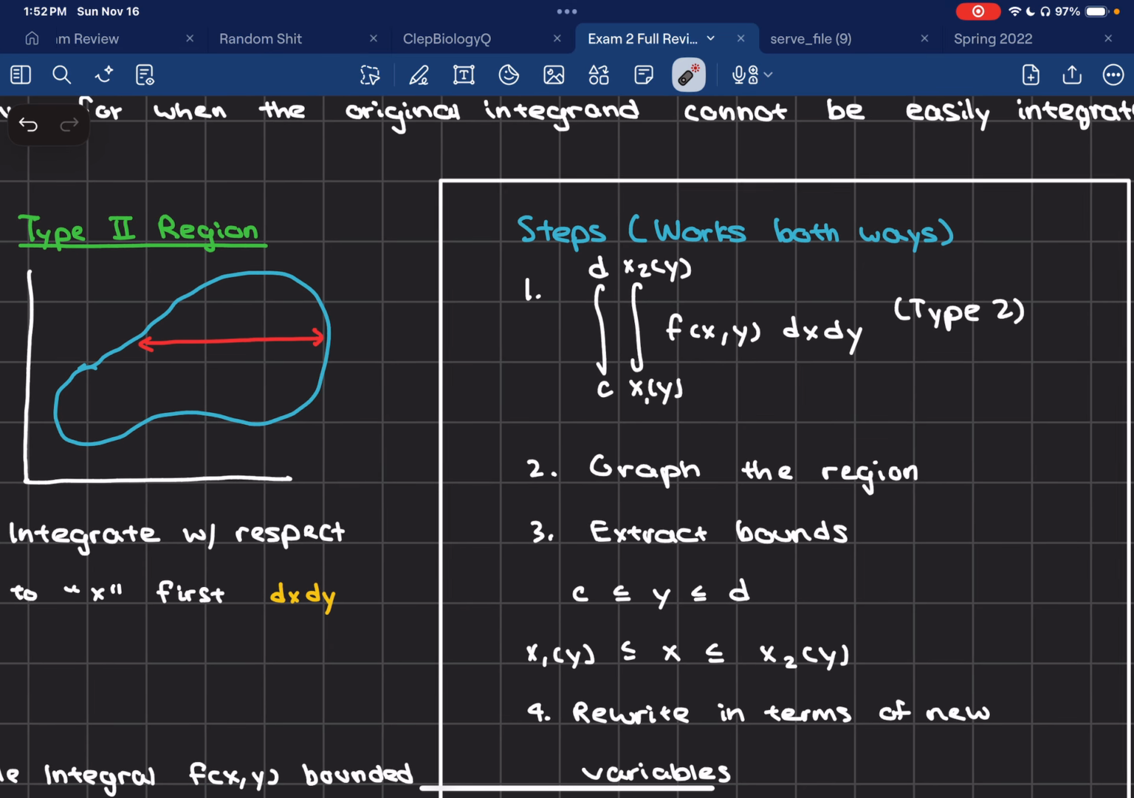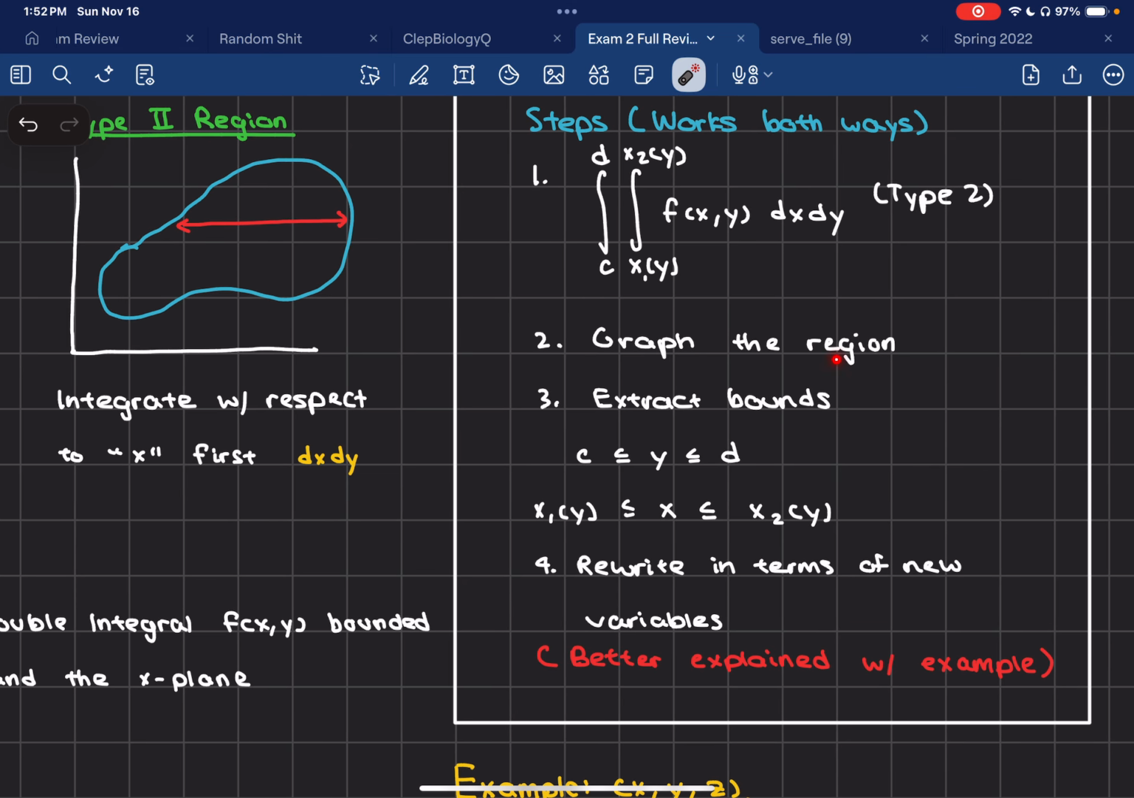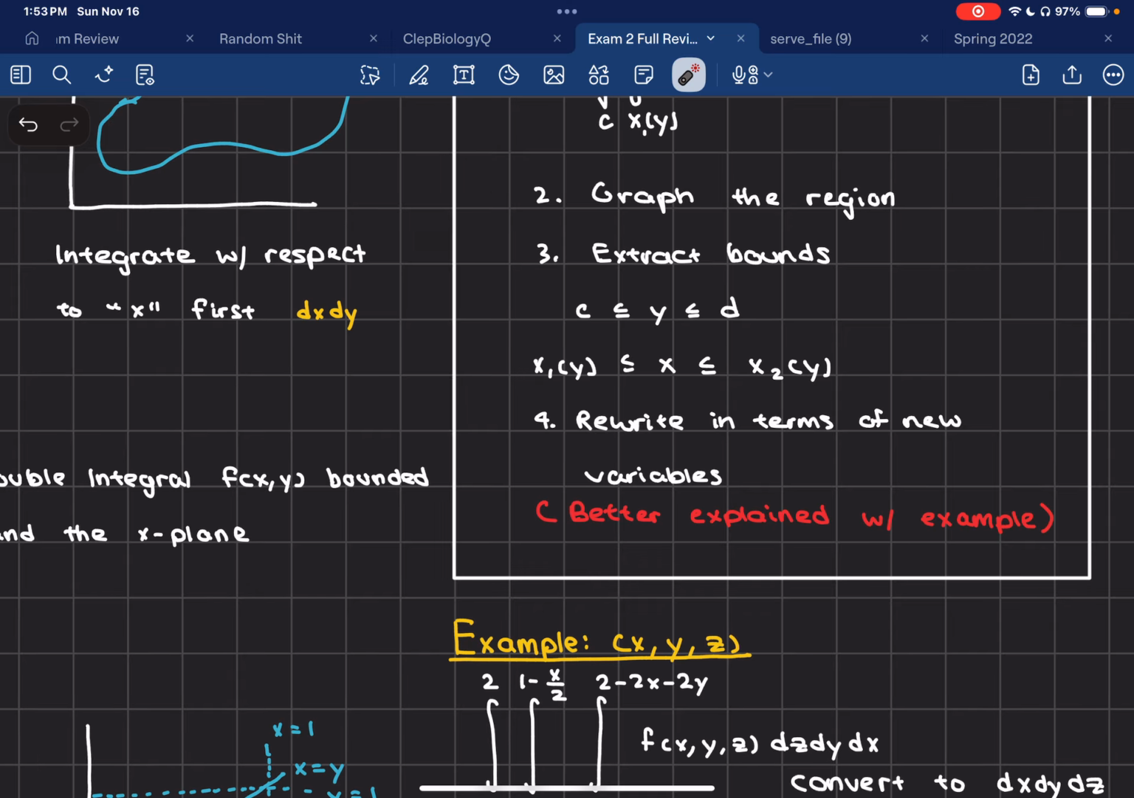So what you want to do is graph the region, extract your bounds, right? Y is bound between c and d, while x is bound between x1 of y and x2 of y. And now you rewrite in terms of the new variables, but it's much better explained with an example.